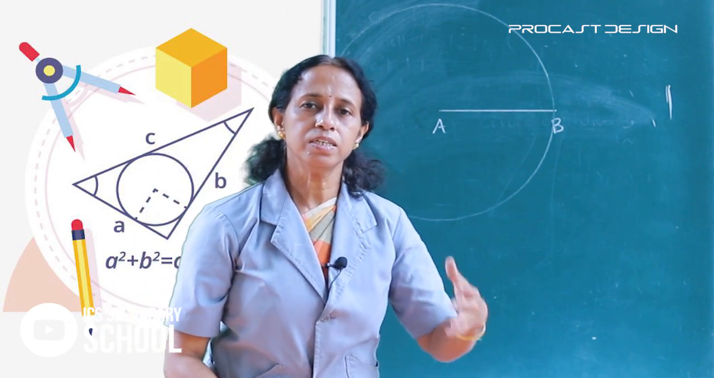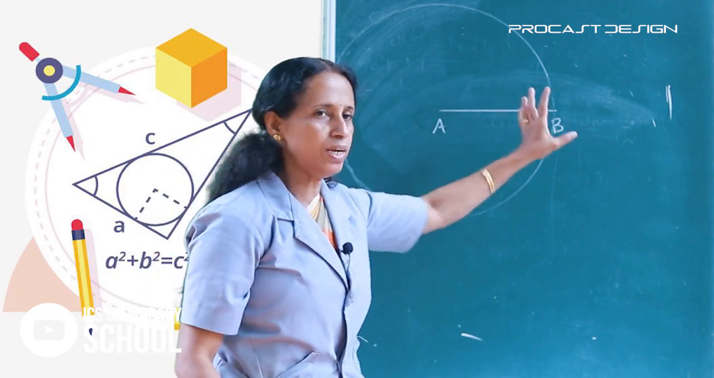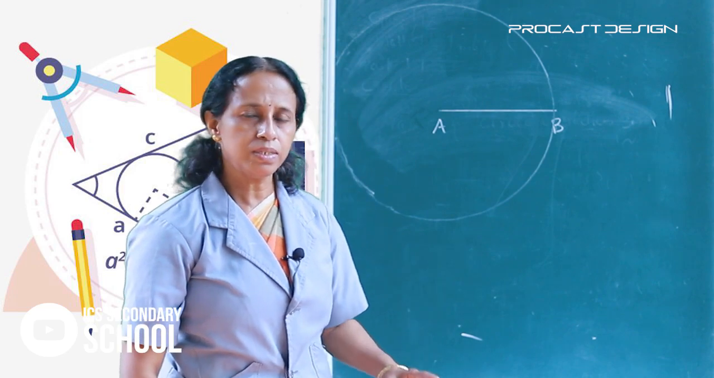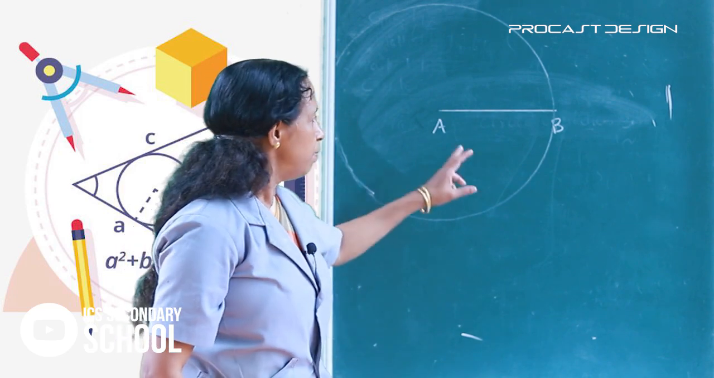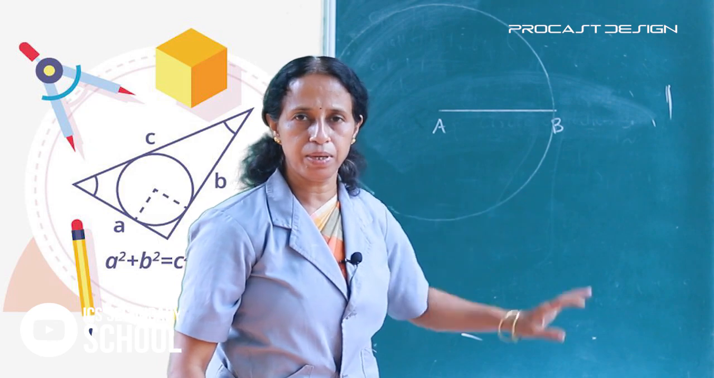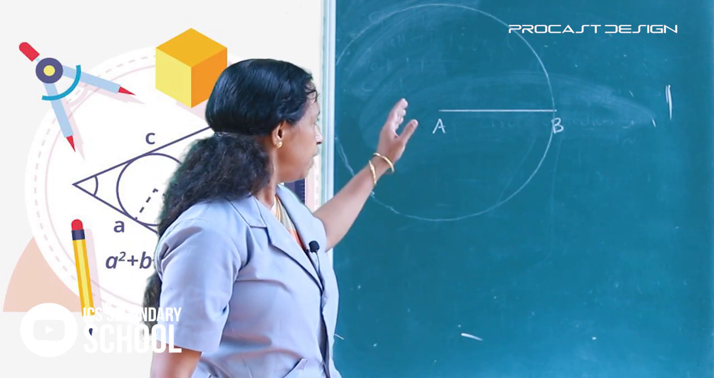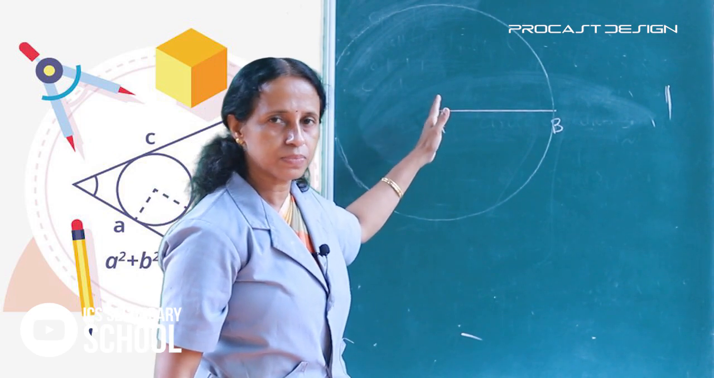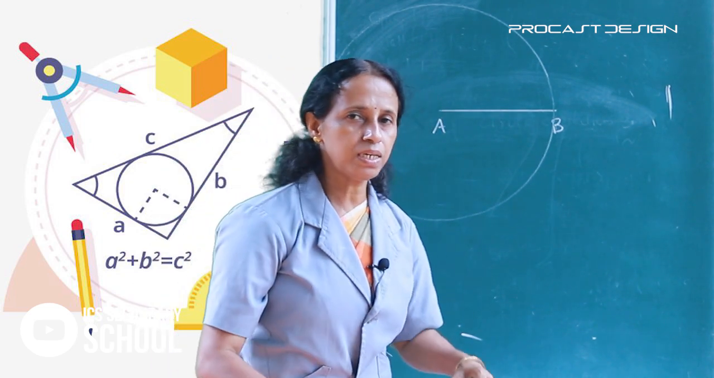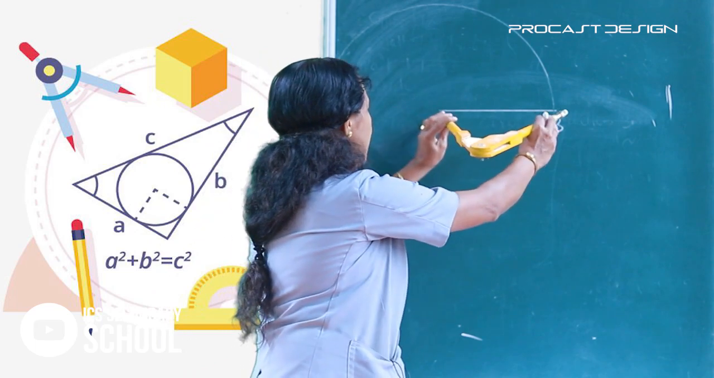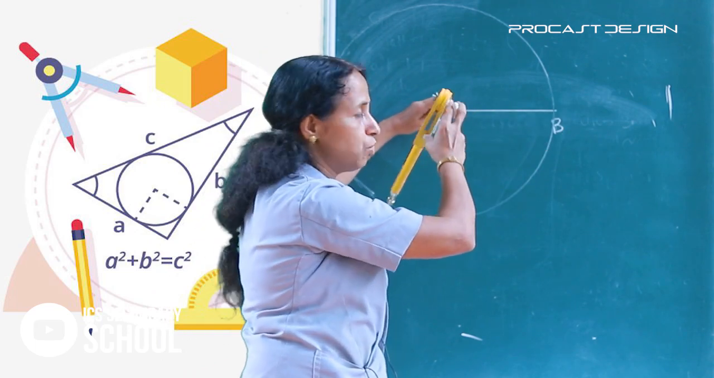Draw a line of length 3 centimeter. Mark it as A and B. Using the compass, place it at A, measure it, and then draw a circle.